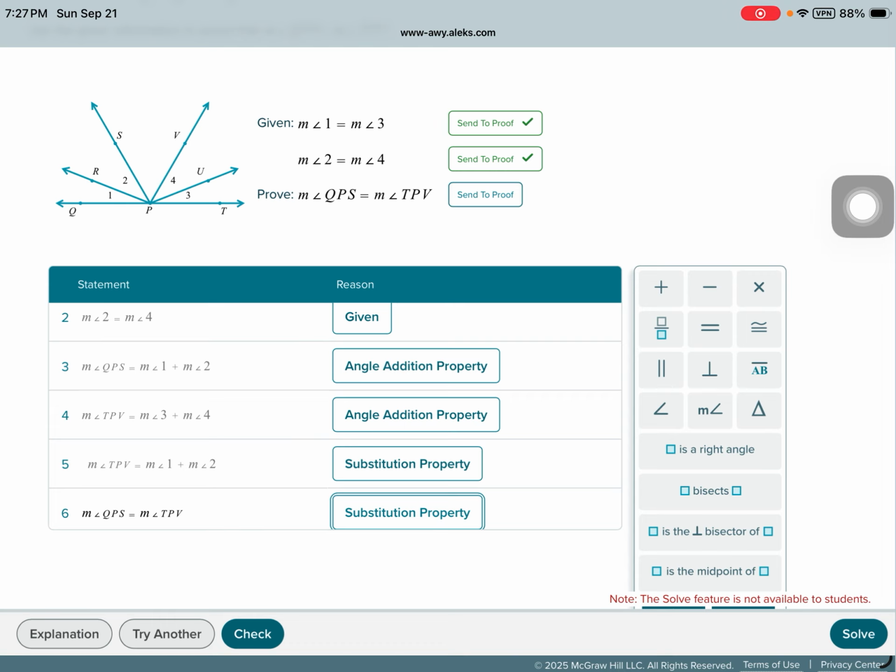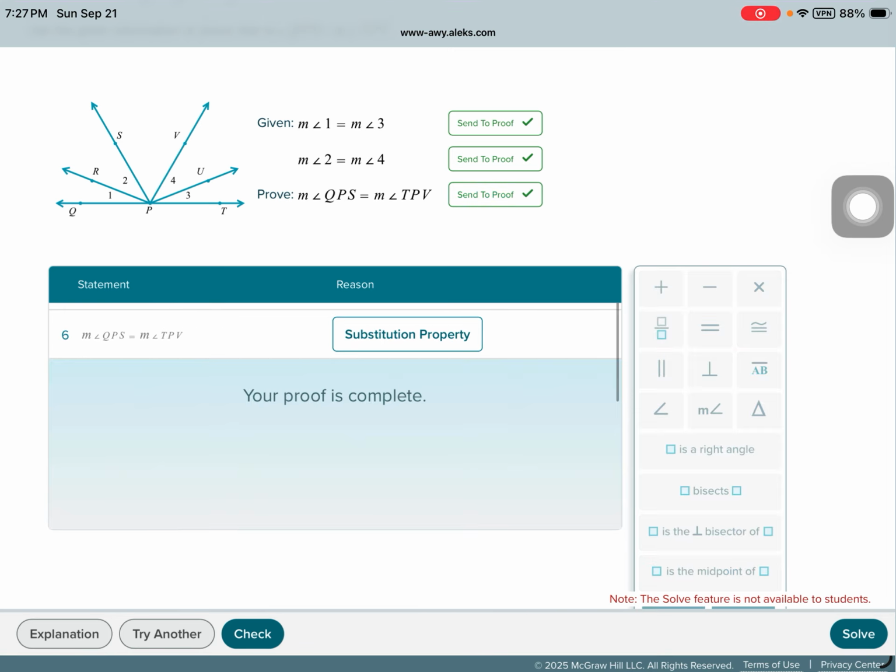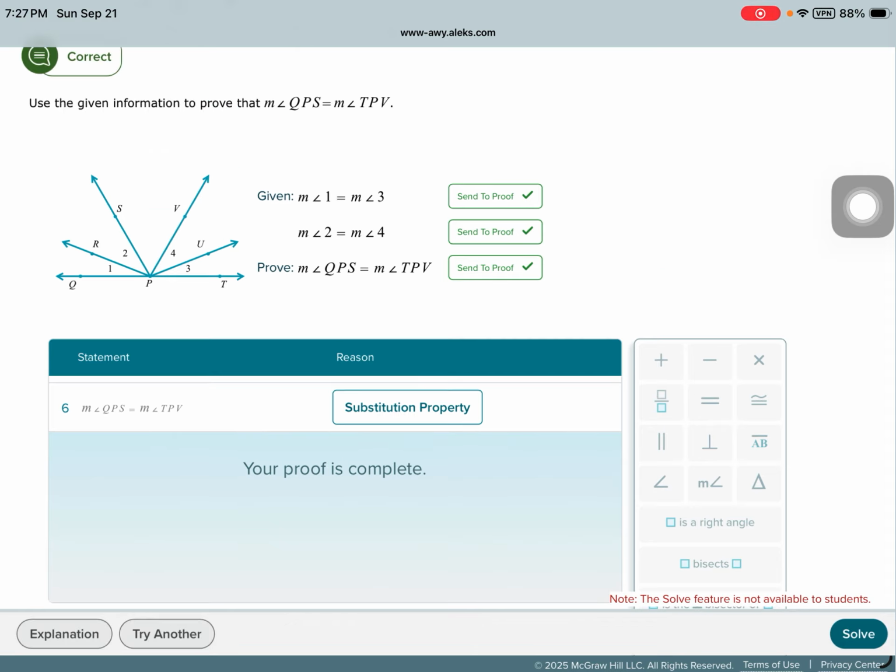So I'm going to hit check. Wait, careful. Wait a minute. Go and validate. Always validate. And it even tells me my proof is complete. And hit now check. We're good to go.